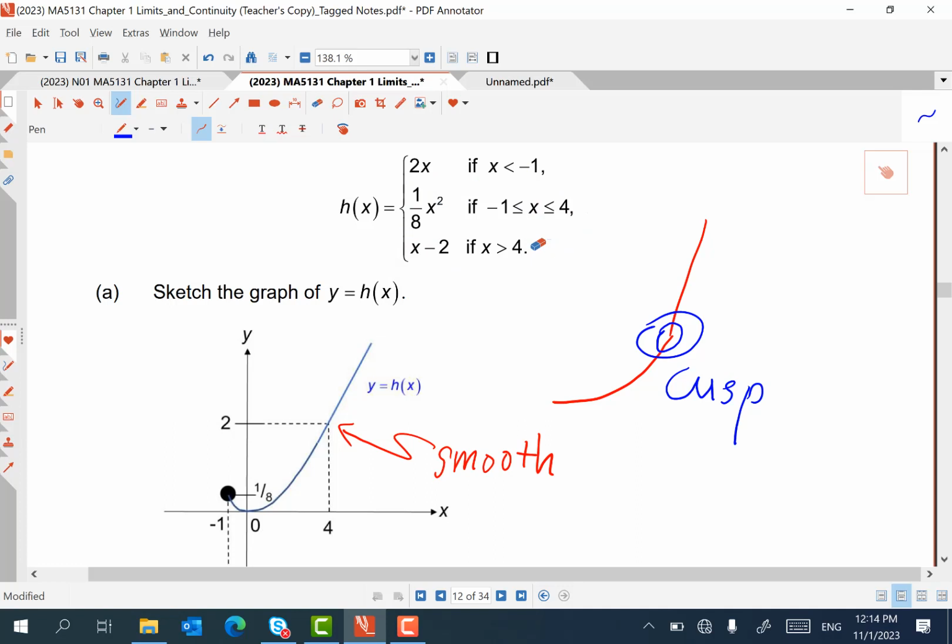Sorry, what's your name? The girl's name. Okay, Chun Hui. So you check the gradient slightly to the left and slightly to the right, and you find that they are identical.